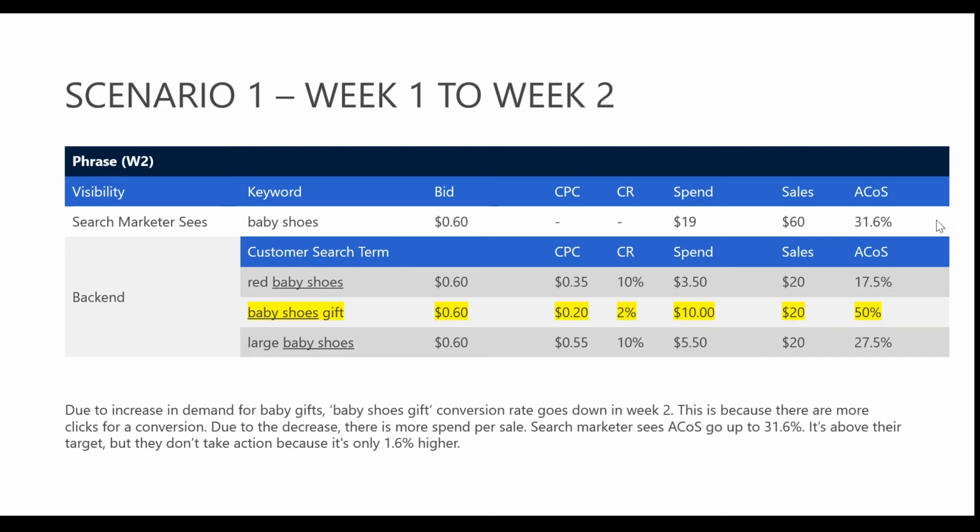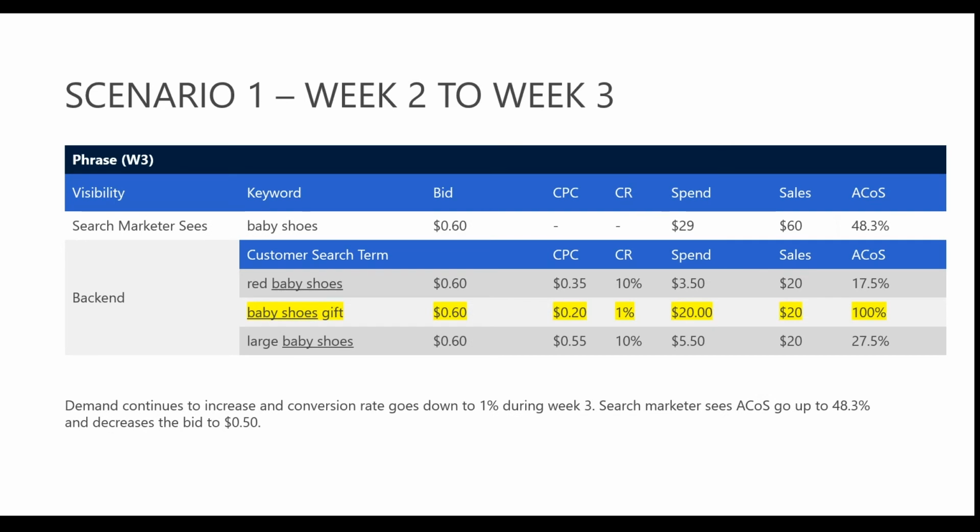And on the aggregate, what you see as a search marketer is the ACoS going up because you're spending more to get those sales. We're at a 31.6% ACoS. It's above their target, but let's say the search marketer doesn't take action because it's not too far above.